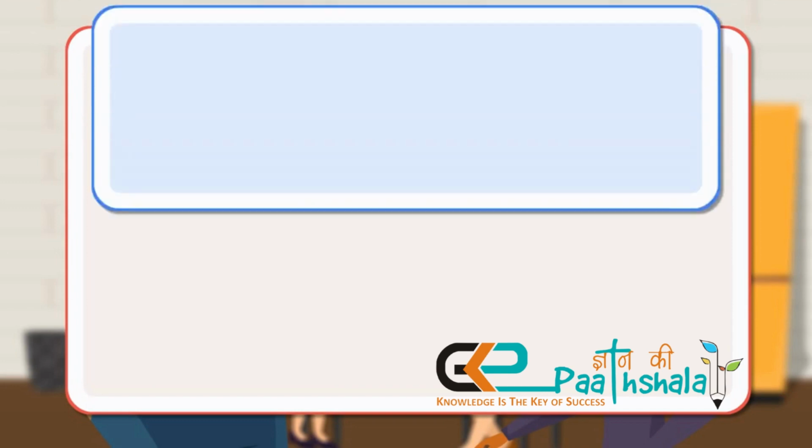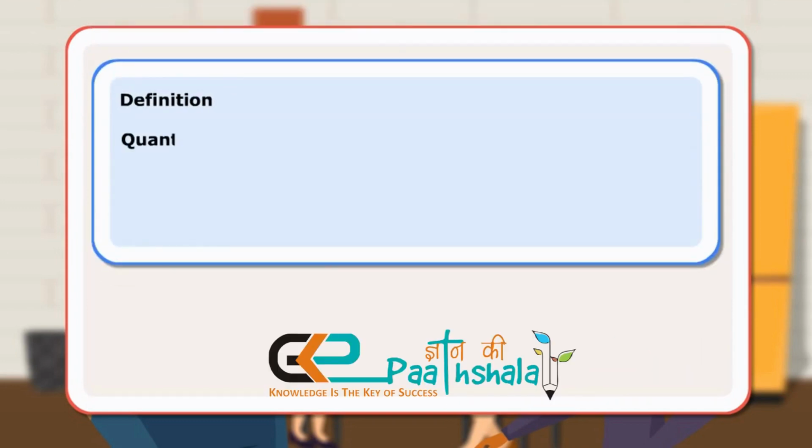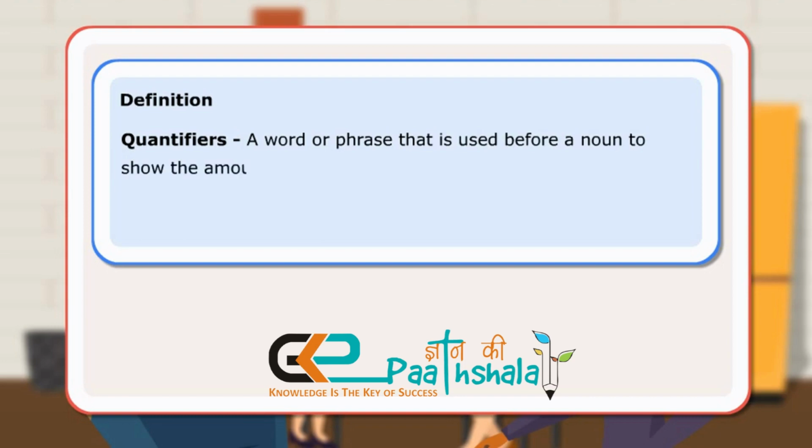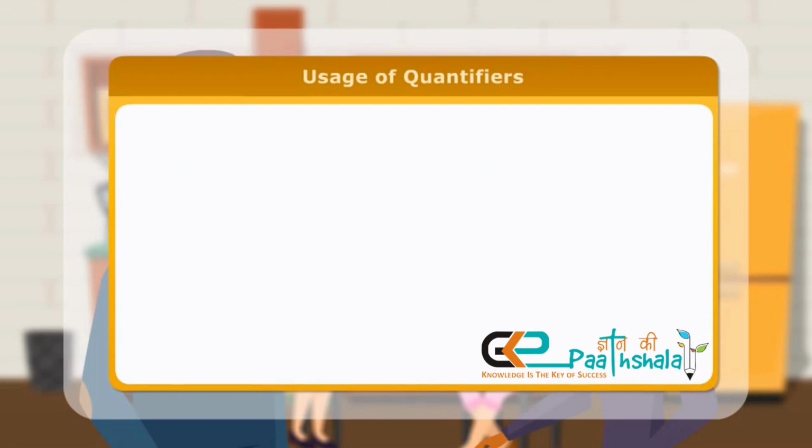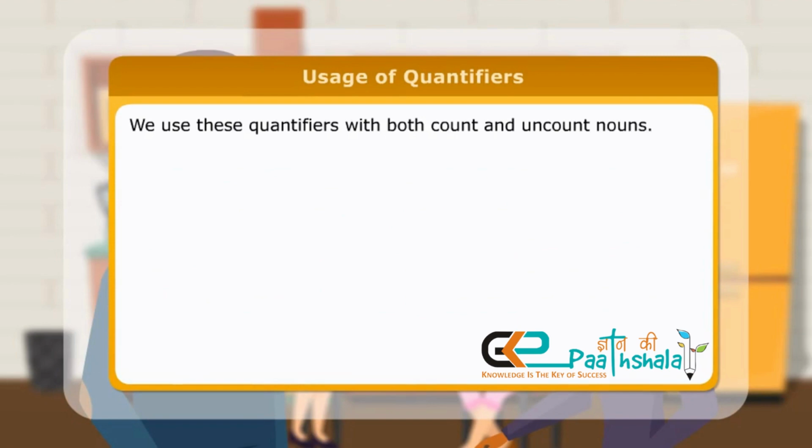Definition: Quantifiers: a word or phrase that is used before a noun to show the amount of it that is being considered is known as quantifiers. Some, many, a lot of, and a few are examples of quantifiers. Usage of quantifiers. We use these quantifiers with both count and uncount nouns.